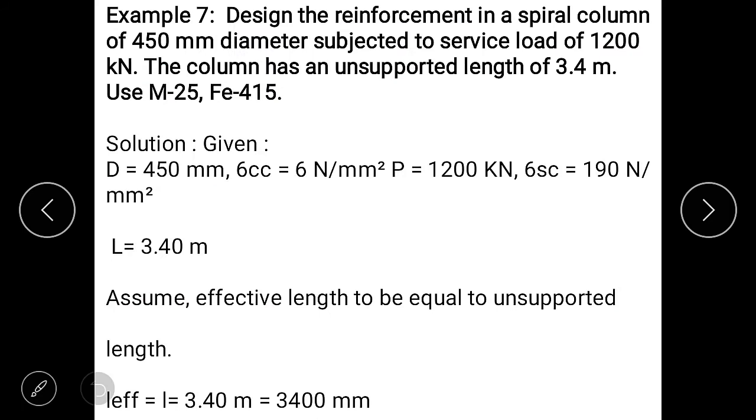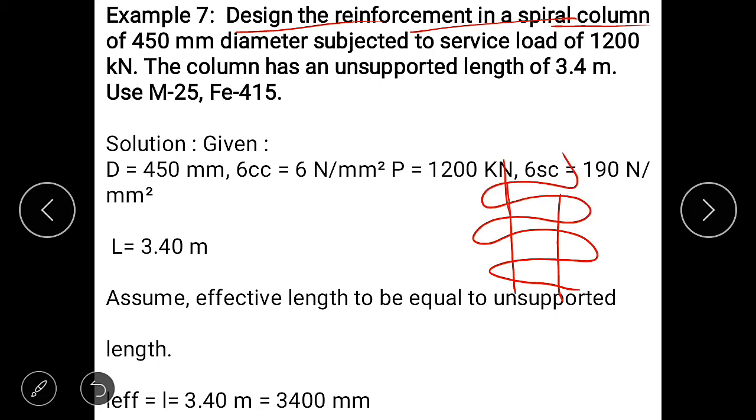So here we have to find another example of design of reinforcement, design of reinforcement in a spiral column. A spiral column means a circular column. Like this, spacing we have to provide here, bar ties we have to provide here. This is called a spiral. So design of reinforcement in a spiral column of 450 mm diameter. The column is circular, so the diameter of this column is 450.